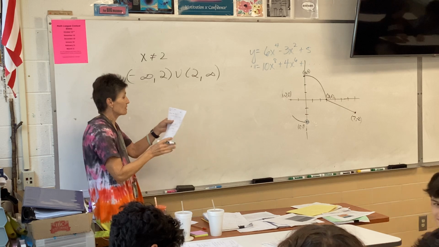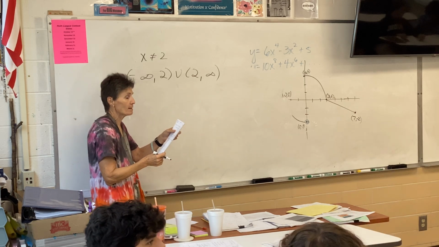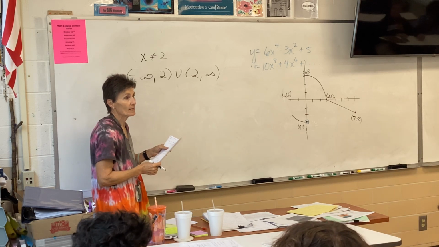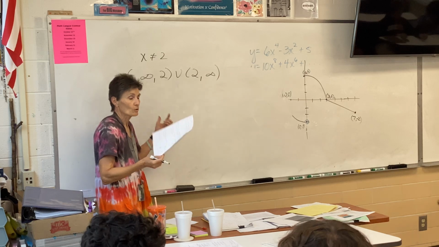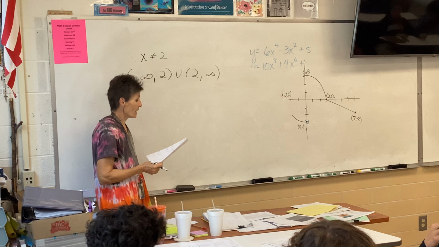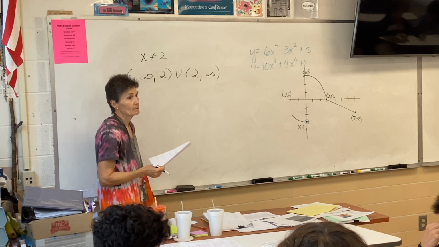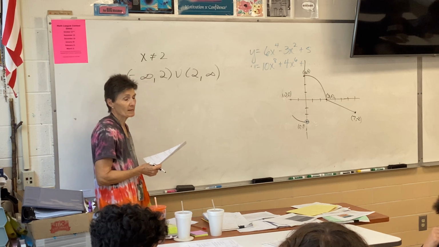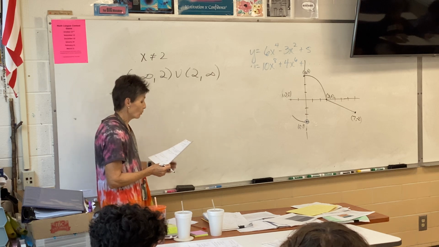So everything but 2, right? So problem A, the domain is everything, or Thursday. Our next class is a big day. So the domain for A is everything except 2. Denominator can't be 0. And then what about B?